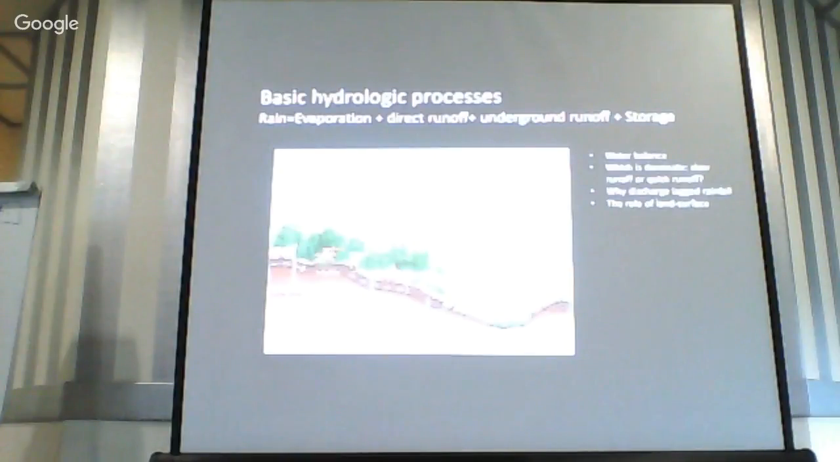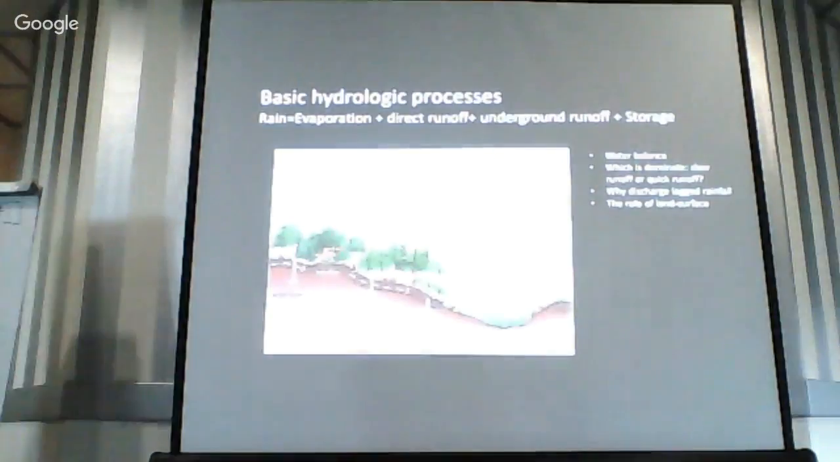So we use the WRF-Hydro model, trying to focus on answering several questions. What is the water balance during this rainfall event? Which is the dominant process? Is it the direct surface runoff or the slow underground runoff? Why do we have this discharge lagging behind the rainfall? And what is the role of the land surface type?